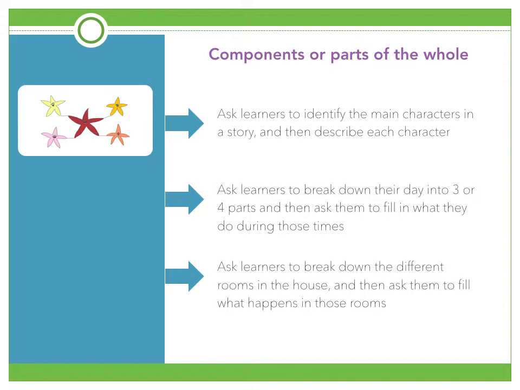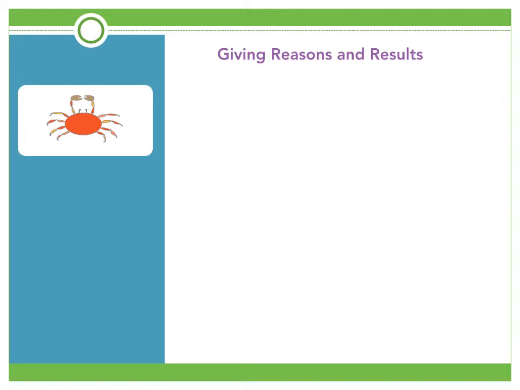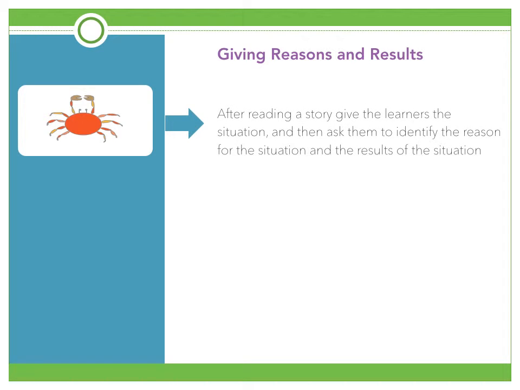You can ask learners to break down the different rooms in their house and then ask them to fill in what happens in those rooms, or what would you find in those rooms. The Crab mind map, for giving results and reasons. After reading a story, give the learners the situation and then ask them to identify what were the reasons for the situation and what resulted from the situation.